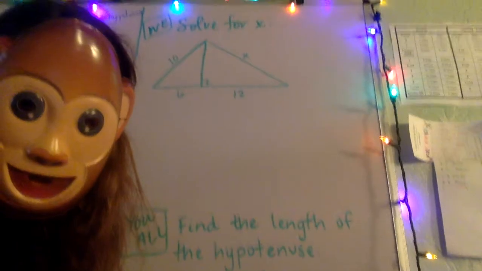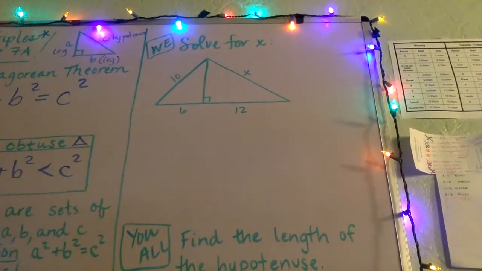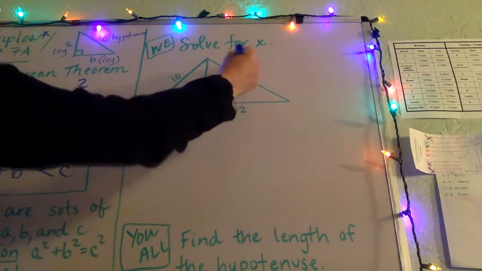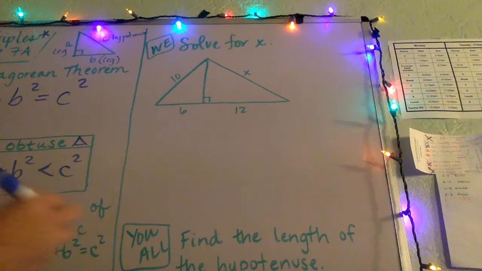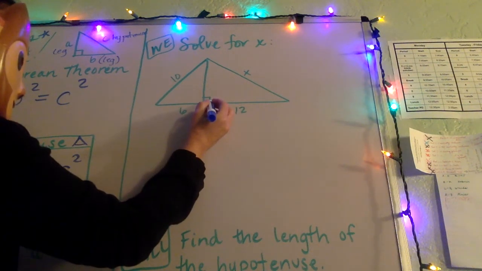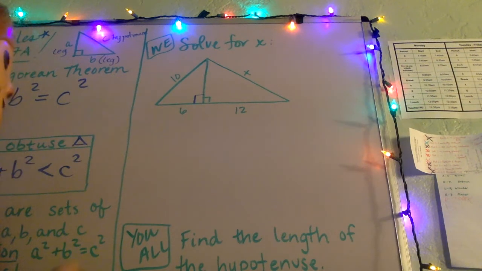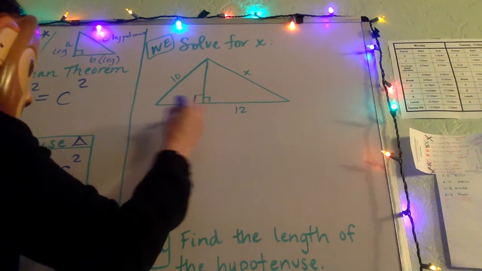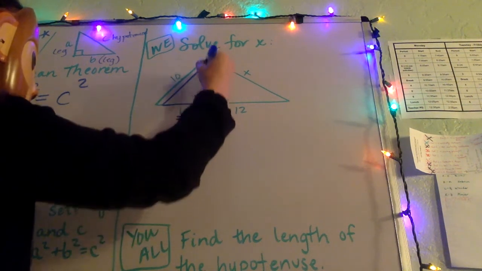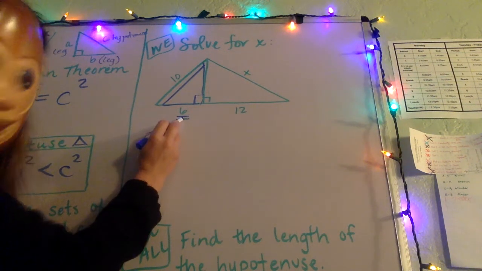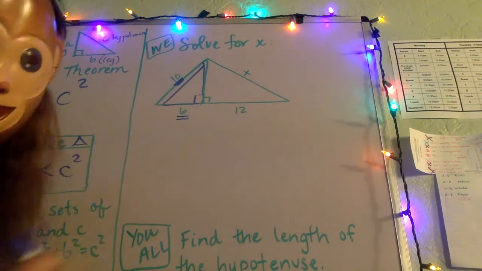Okay, so let's go ahead and jump to an example, for instance. Let's say we want to solve for x. So x is over here. And so the first thing that I want to notice is that this is a right angle. That means this is a right angle too. And so I'm noticing right here, we have a right triangle going on over here. And I notice one leg is a 6 and the hypotenuse is a 10.